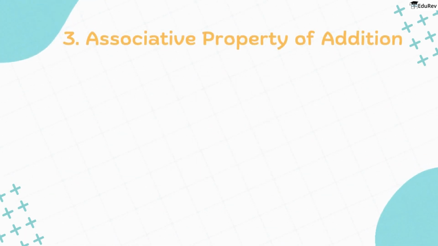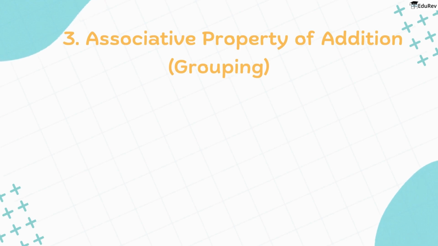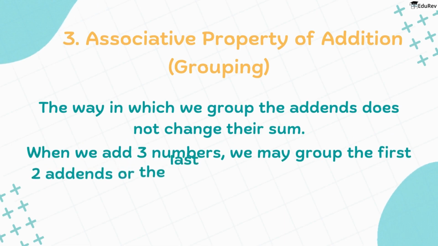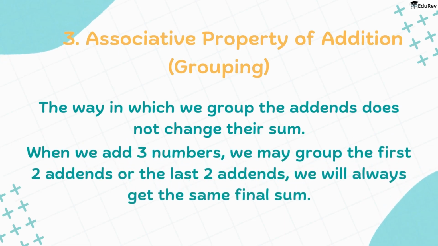Students, now we move on to the third and the last property of addition, which is the associative property of addition. It is also called grouping. It states that the way in which we group the addends does not change their sum. It means when we add 3 numbers, we may group the first 2 addends or the last 2 addends, we will always get the same final sum. Let us understand this with the help of an example.